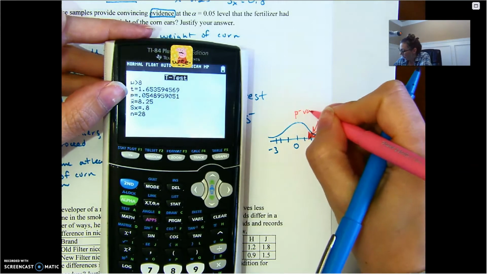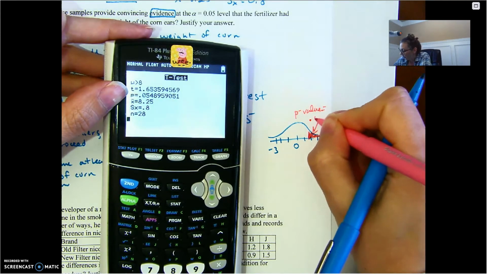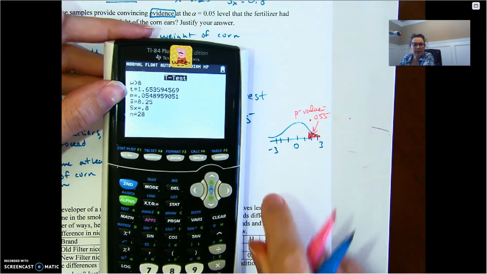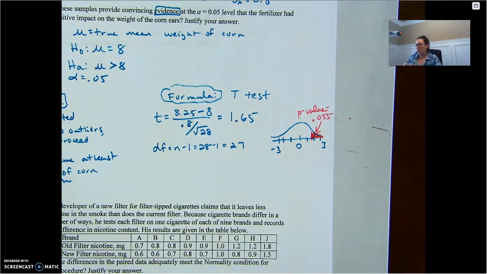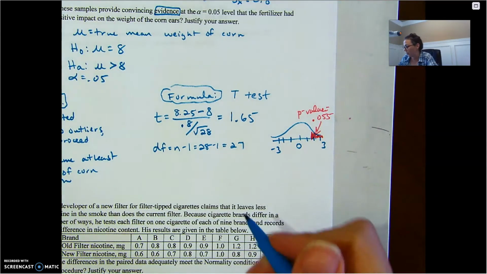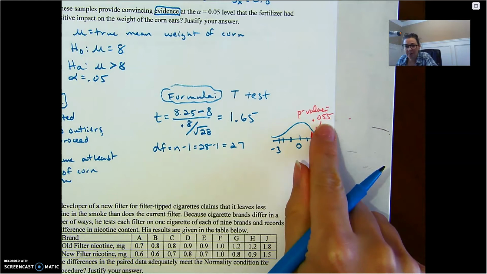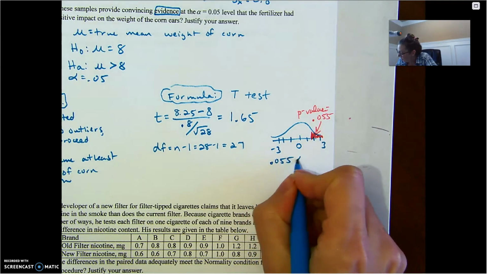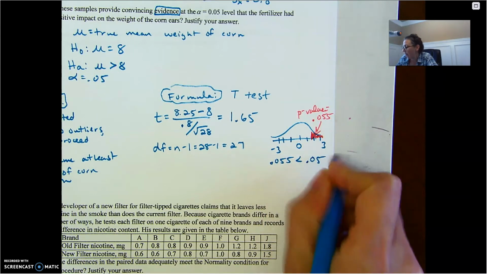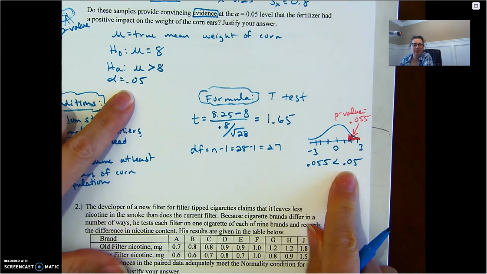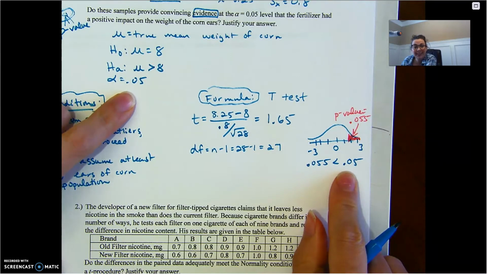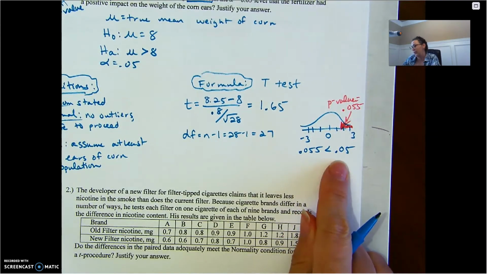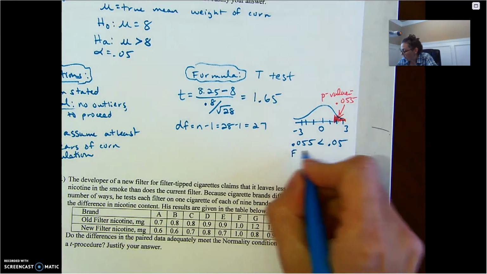So p-value, area under the curve, is 0.055 if I round that up. All right, so do we have the evidence? Time to compare our p-value to the alpha. Our p-value is 0.055. Is that smaller than the alpha that we started with in the beginning, 0.05? And no, it's not. It's really close, but it's got to be smaller than, and it's not quite. So we don't have the evidence.